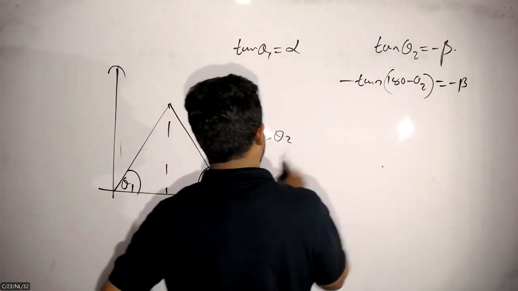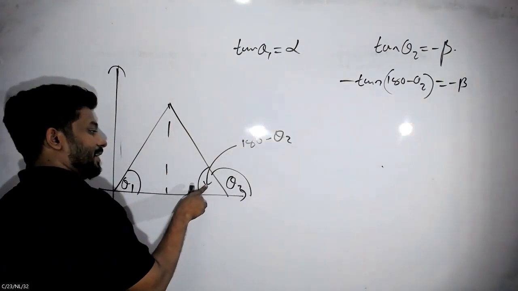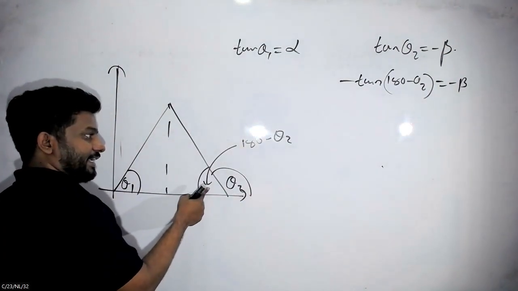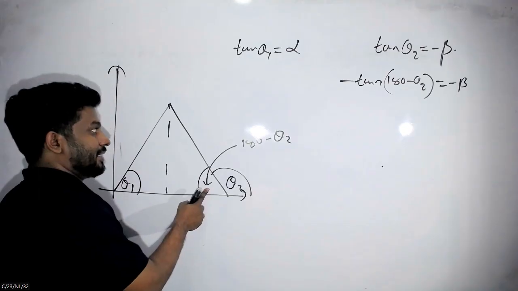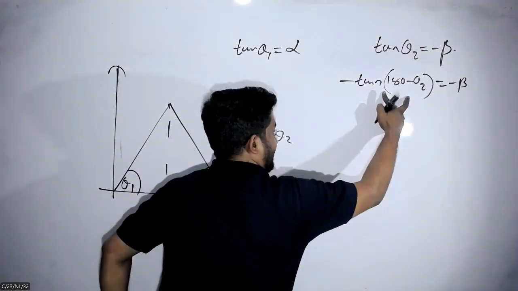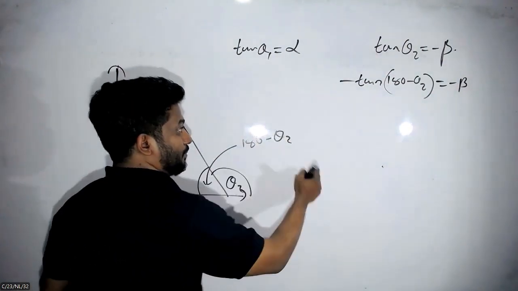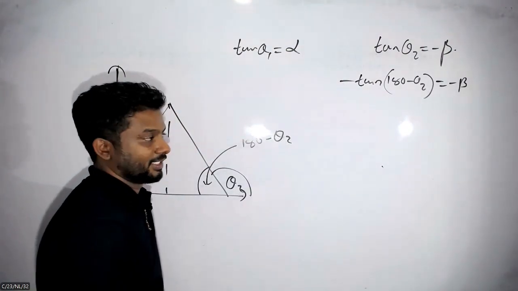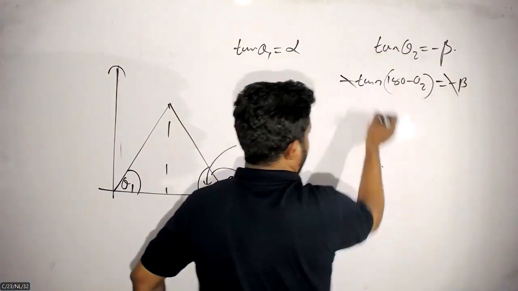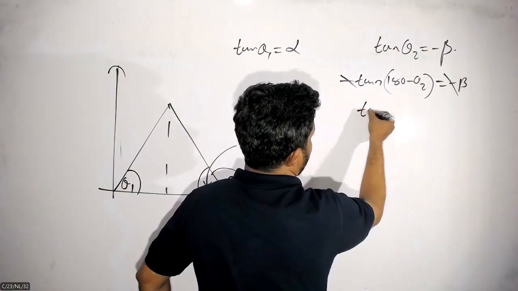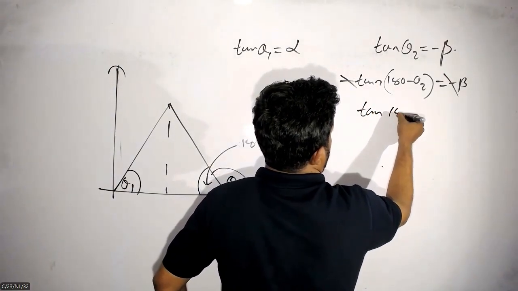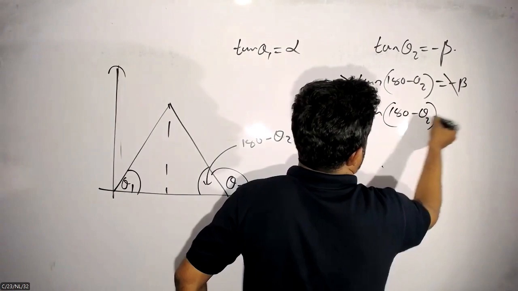We have said that if it is an obtuse angle, we look at the tan value from the other side, for 180 minus theta 2. But when you look at the tan value from that side, what happens? You need to put a negative sign in front. Then you can observe that these two signs cancel out. Minus and minus cancel out. Then tan 180 minus theta 2 is equal to beta.